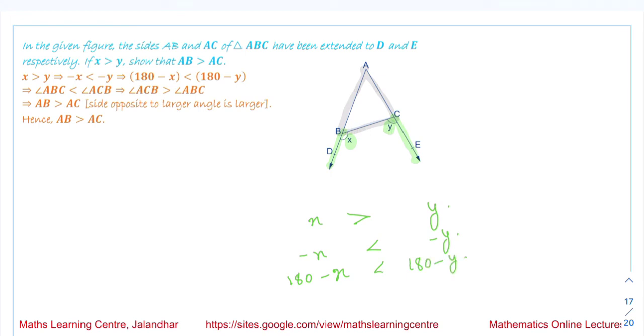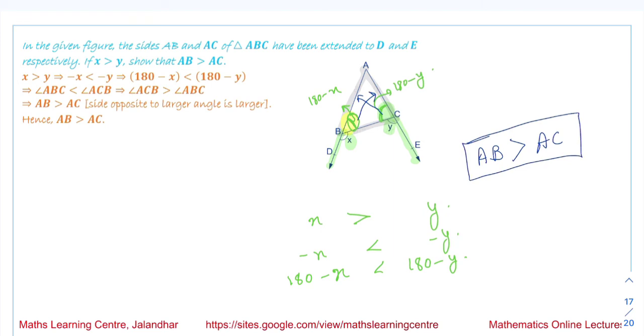So what is 180 minus X? It is this angle over here, and this angle over here is 180 minus Y. So this angle is the smaller angle, and this angle at C is the larger angle. The side opposite to this is AB, and the side opposite to this is AC. So we get that AB is greater than AC.